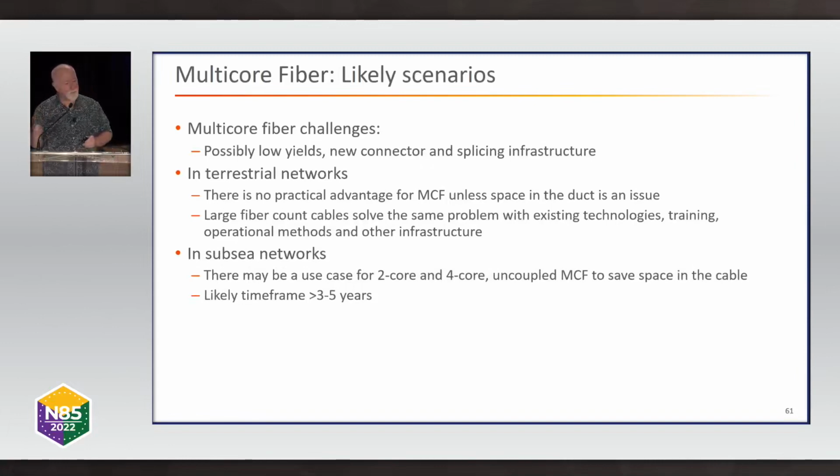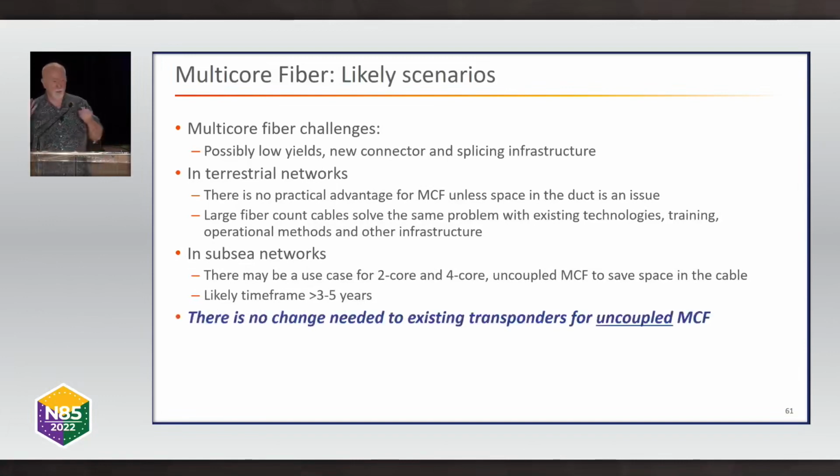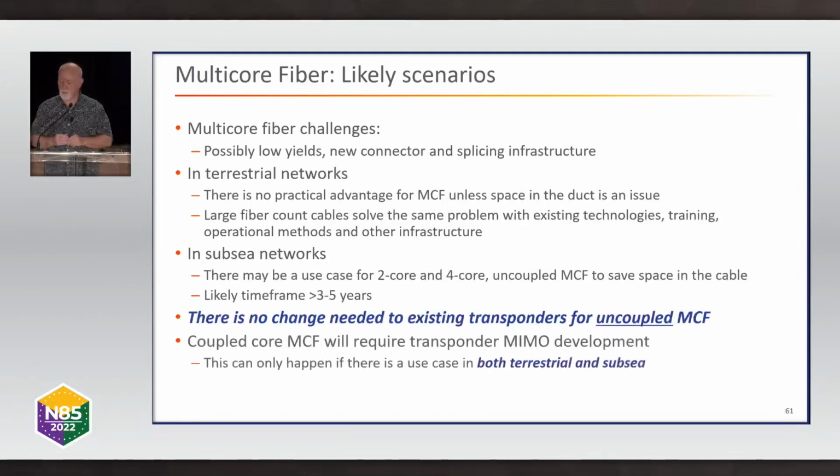The reason I limit it to 4 cores, once you go above 4 cores, all multi-core fiber becomes coupled. But at 4-core and 2-core, you can design uncoupled cores. And the likely time frame for that has to be beyond, say, 3 to 5 years, because if you talk to the manufacturers of submarine cables, none of their roadmaps involve multi-core fiber today. So the good news is with uncoupled multi-core fiber, there's no need to change any existing transponders. They'll work on the multi-core fiber, but coupled core multi-core fiber is going to need new transponder designs.